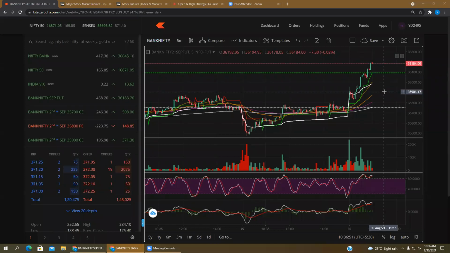Candle structure is the most important part. Candle structure in price action.